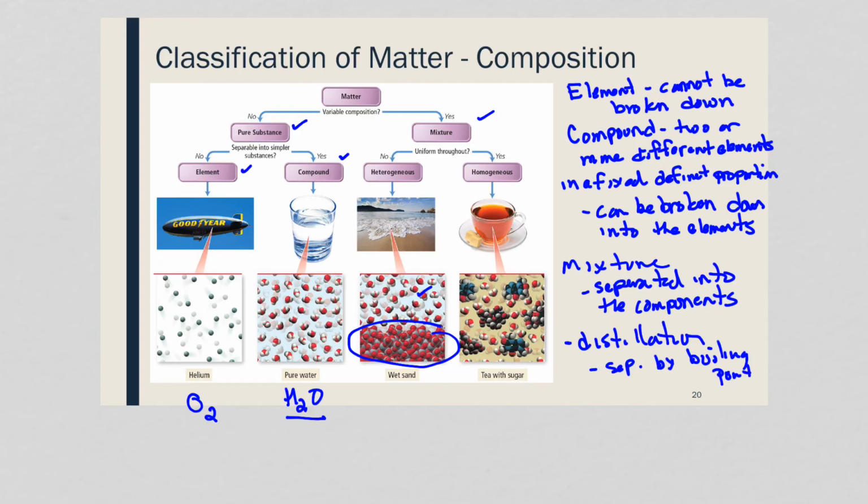So now we have composition, right? We have pure substances and mixtures, two kinds of pure substances, elements and compounds, and two types of mixtures, heterogeneous and homogeneous, based on how they're mixed, their composition.